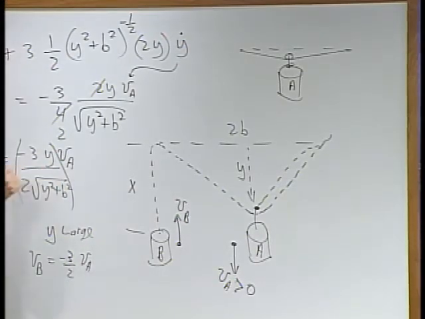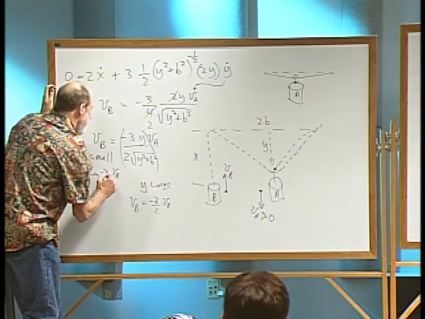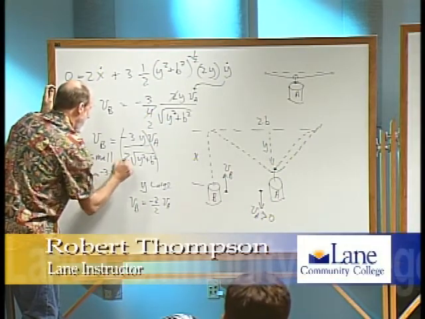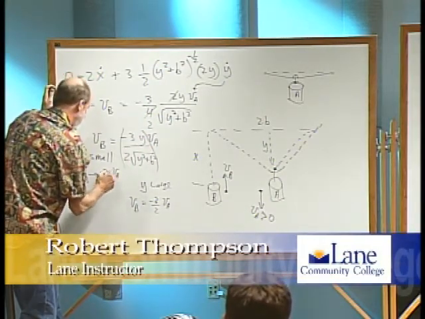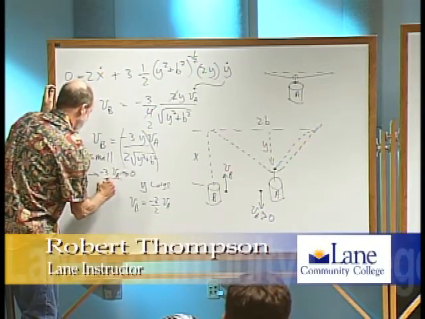So as Ian noticed, if y is small, then the velocity of B is going to be approaching negative 3 VA. Well, actually, that goes to 0, doesn't it? I'm sorry. Yeah, it just heads towards 0, over your denominator.